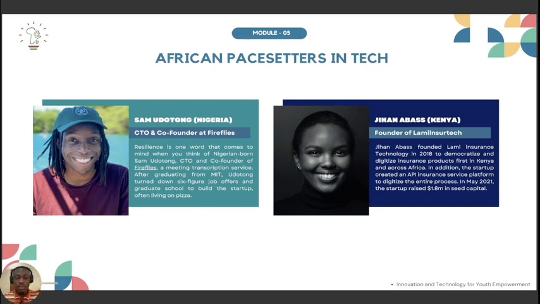Okay. So then on the right, we have Jihan Abbas, who is from Kenya. She's the founder of Lami Insure Technologies. Now, Abbas founded Lami Insurance Technology in 2018 to democratize and digitize insurance products in Kenya and across Africa. And in addition, the startup created an API insurance service platform to digitize the entire process. In May 2021, the startup raised 1.8 million US dollars in seed capital. These guys are doing amazingly well.